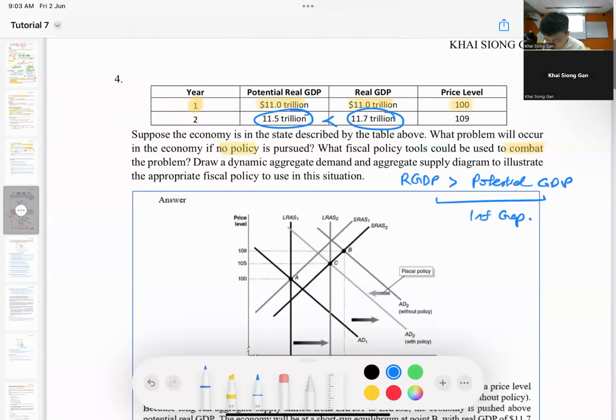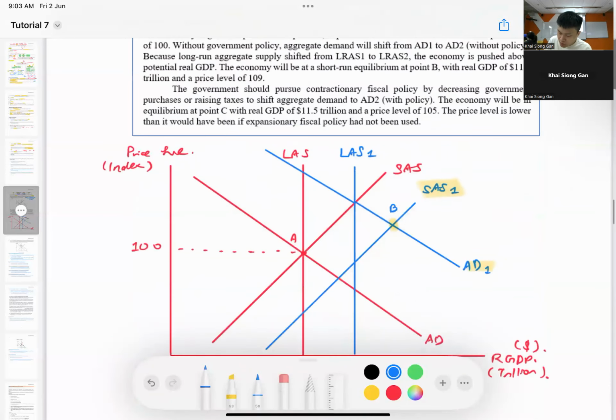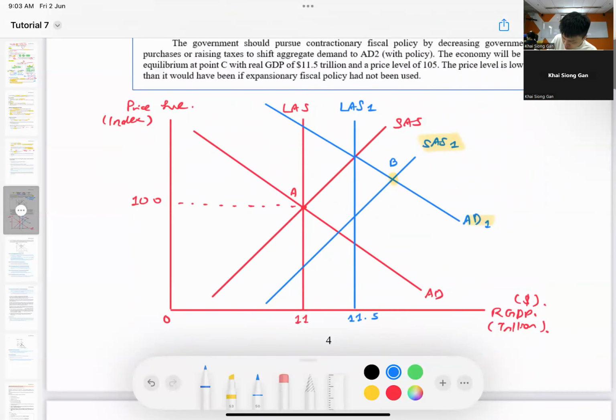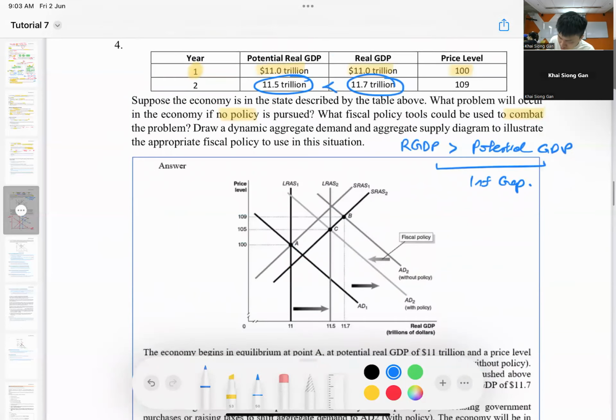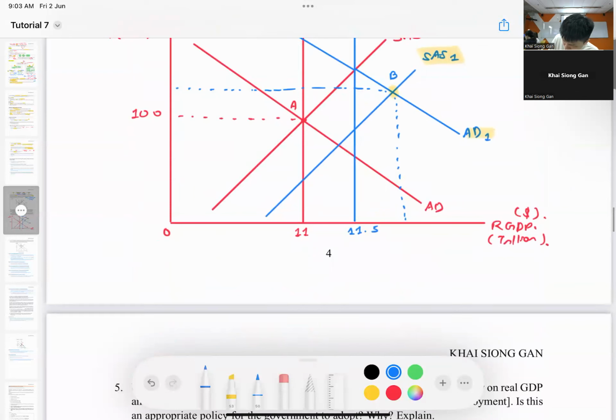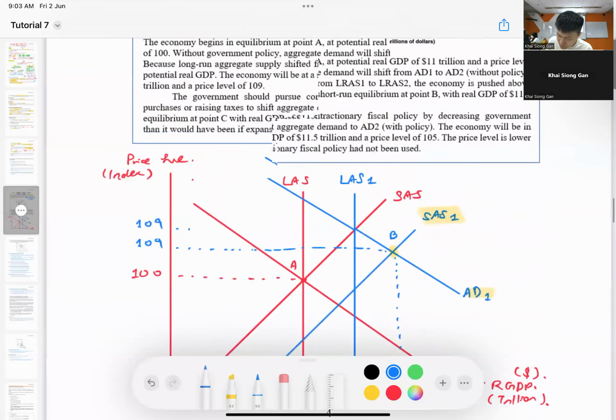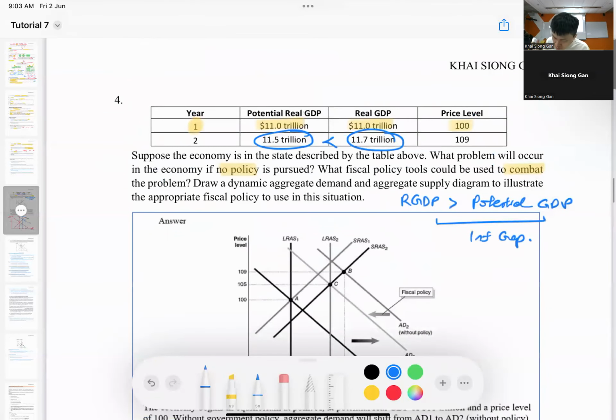Because I want to form the inflationary gap, I have to shift both the SAS and AD, the ones that I highlighted, to form this inflationary gap. Now I want to put in the values: this is 109 and 11.7 trillion. So now your country is overbooming already.